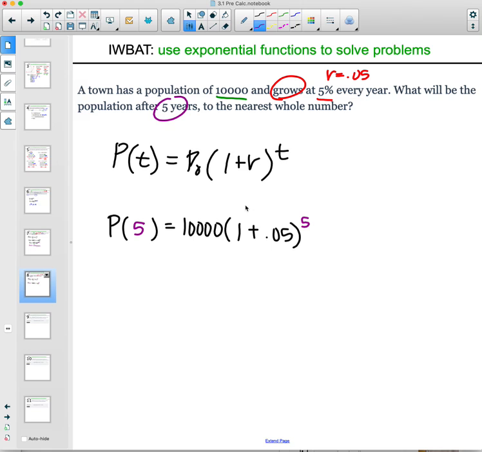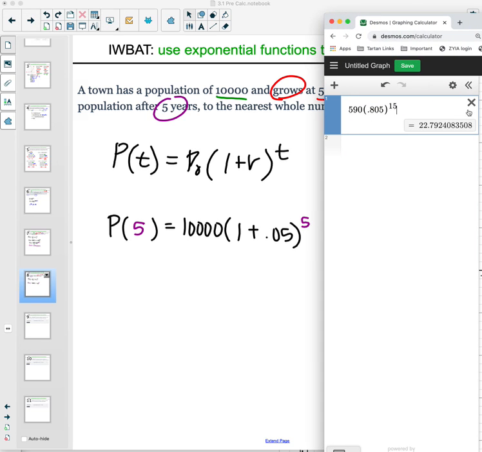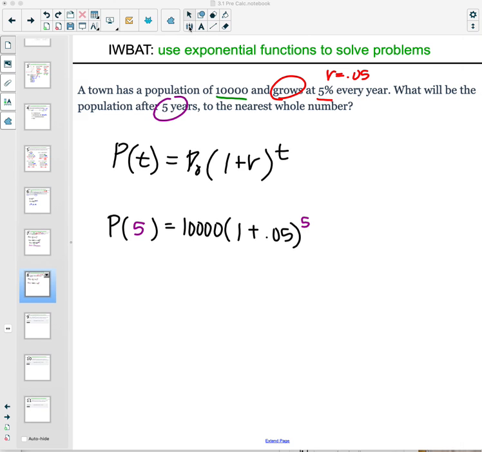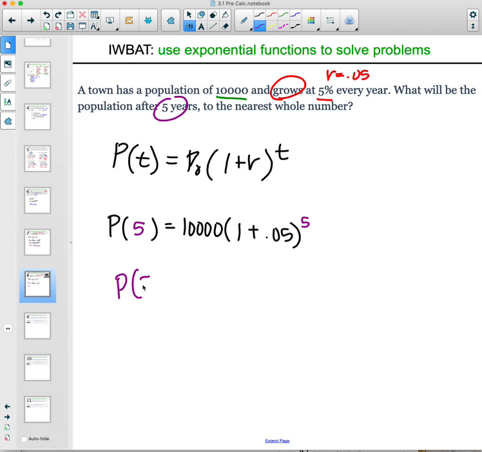So you can just plug it all in like this if you would like to, just into your calculator. You can simplify this if you want to. I'll just plug it in just like that so you can see that it'll work. You can just type in 10,000 times 1 plus 0.05, and then to the 5th, for 5 years. So what's it going to be after 5 years? This one wanted the nearest whole number, so 0.8 will round up, so 12,763. So the population after 5 years will be 12,763 people.